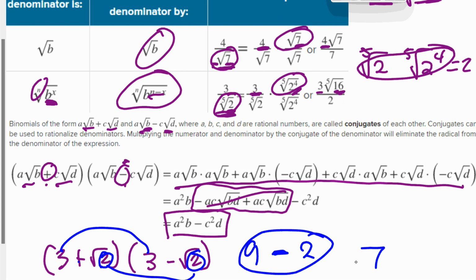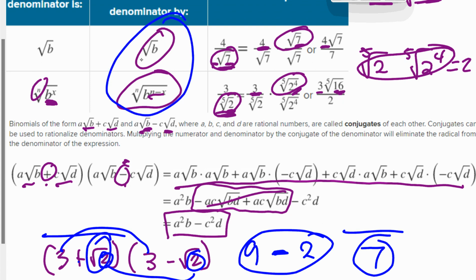And then look, I have a regular number out, so I started with roots underneath my denominator maybe, and then I get a whole number in my denominator. That's kind of the whole point. So if you have one term, you just do this. If you have 2 terms, you have to multiply by the conjugate.